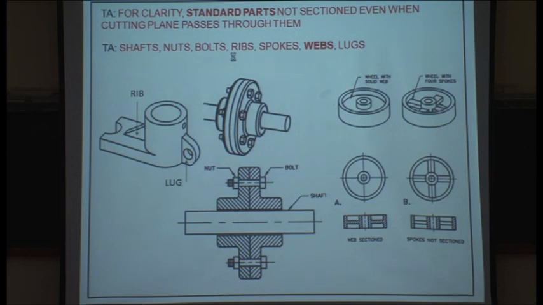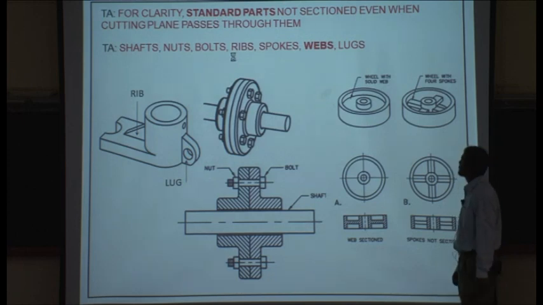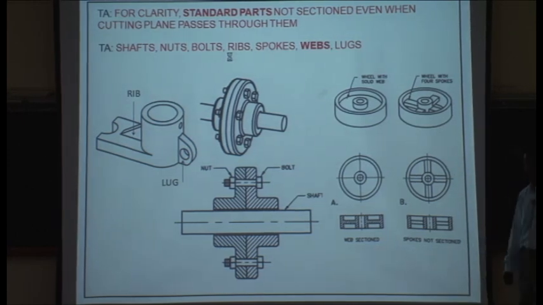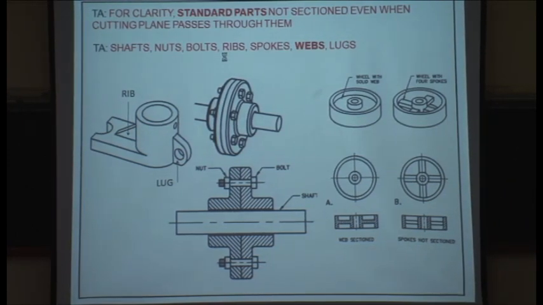For clarity, standard parts, of course, are not sectioned, even when the cutting plane passes through them. Some of those parts are shafts, nuts, bolts, ribs, spokes. Webs are sectioned, lugs are not sectioned. Those were some examples that you had seen last time.